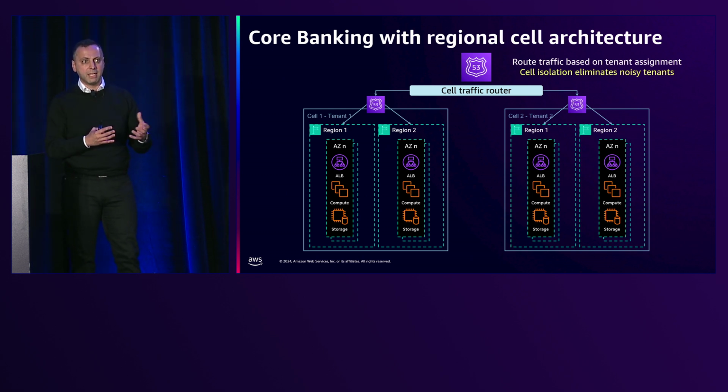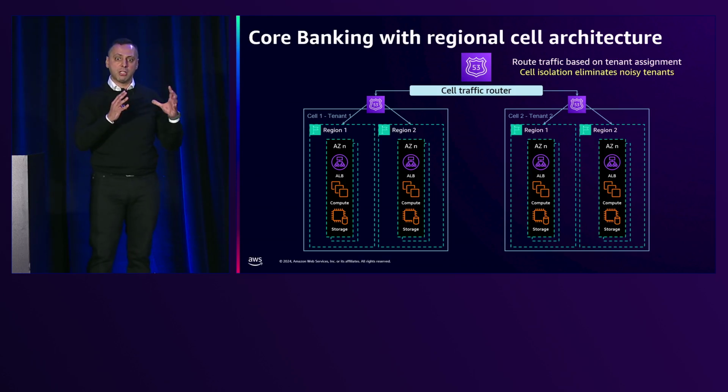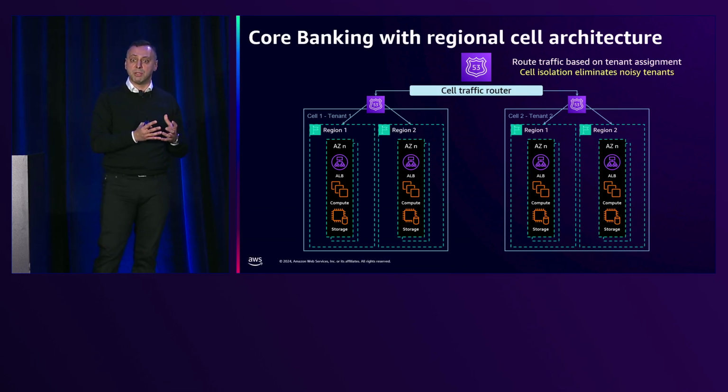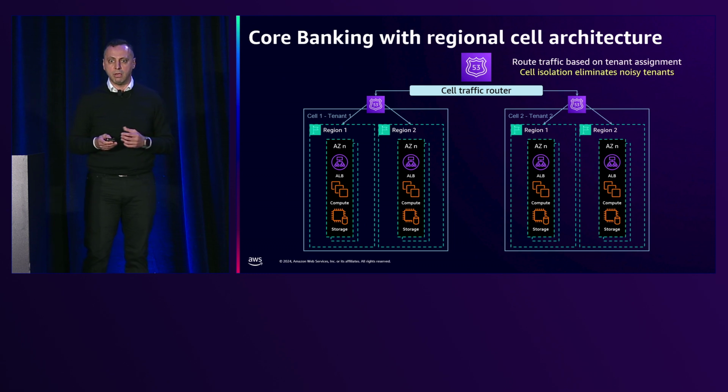So if one tenant is expecting a high level of transactions, we could carve out that tenant into a different cell and handle them and scale them differently than the entire platform. And we could isolate from noisy neighbors that could potentially impact other tenants.